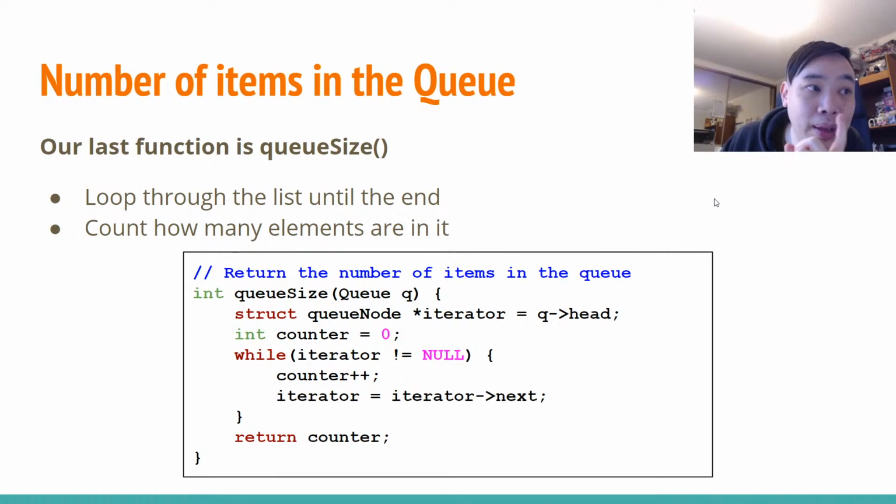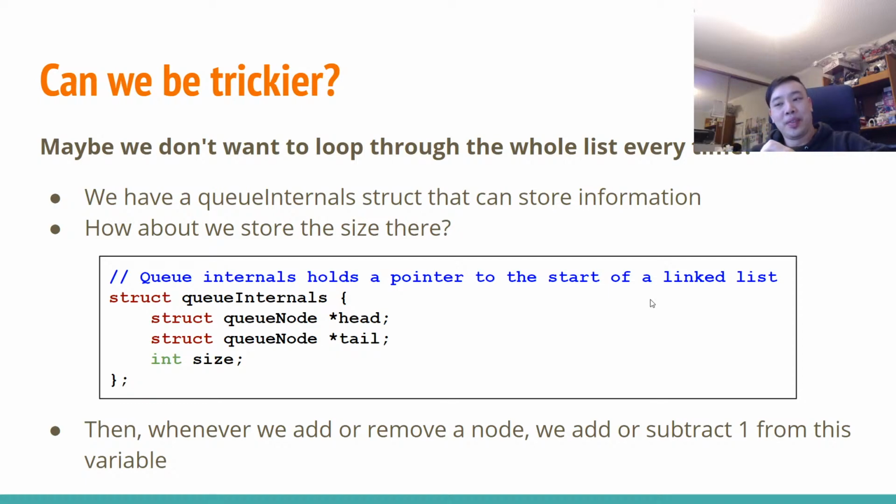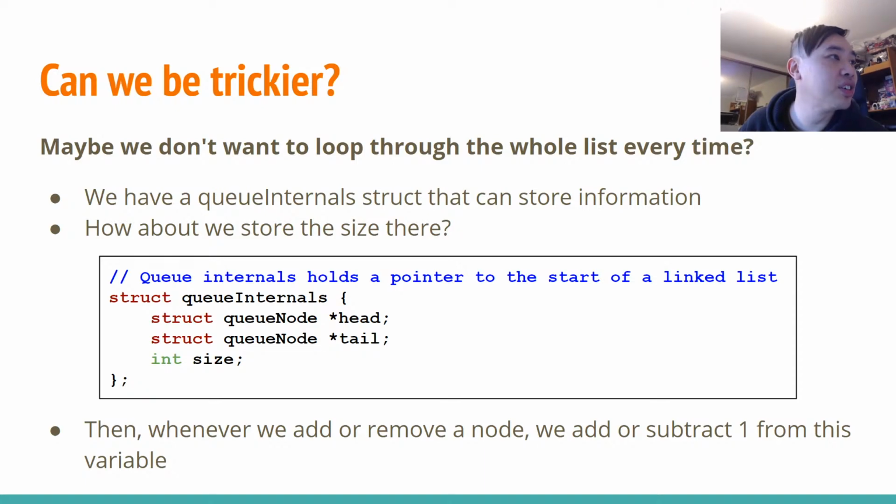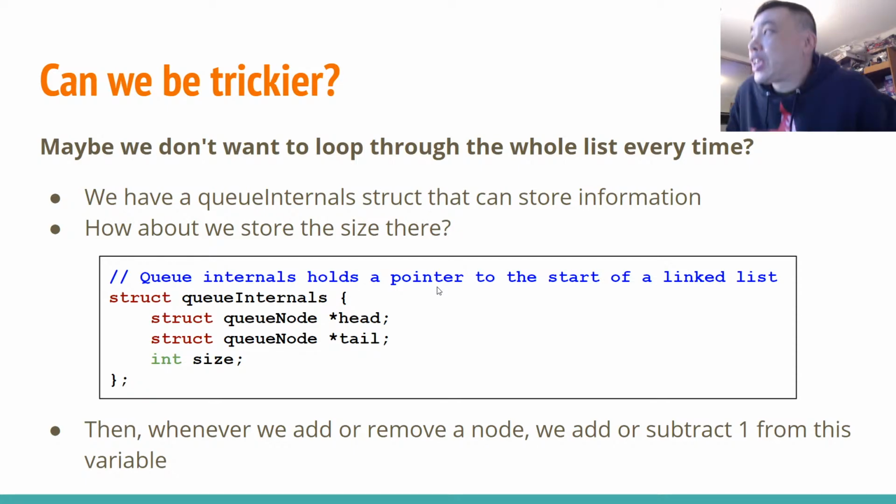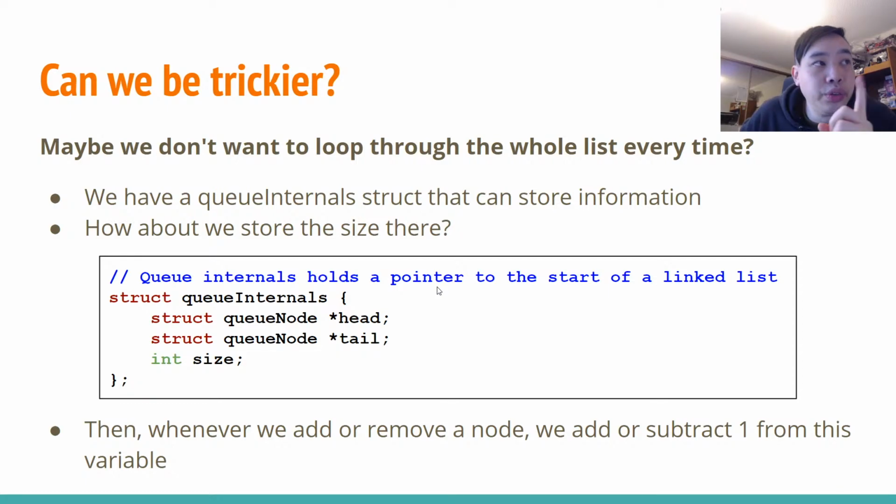However, let me be trickier, because there's a more interesting way for us to know how many items are in the queue. Let me just shrink myself a little there so you can see all the words. We have a queue internal structure that can store how much information's in the queue. So what if, instead of counting it every time someone asks, I keep track of it? Because the size of the queue is only going to change when someone adds or removes something to the queue. So all I need to do is say, here's the size.